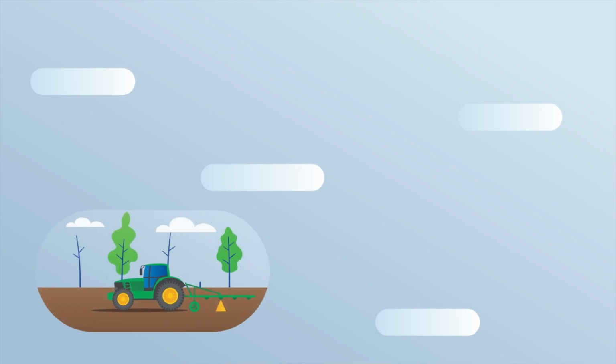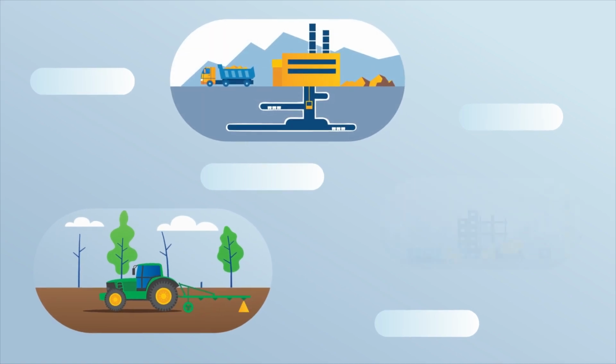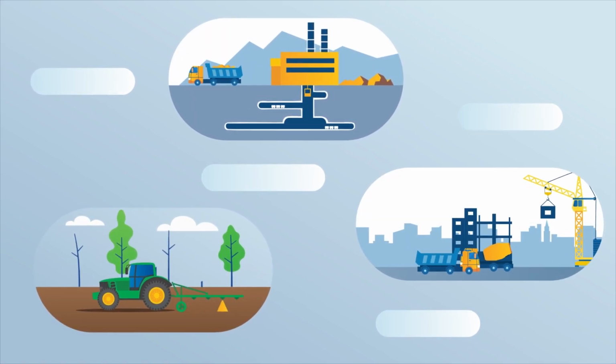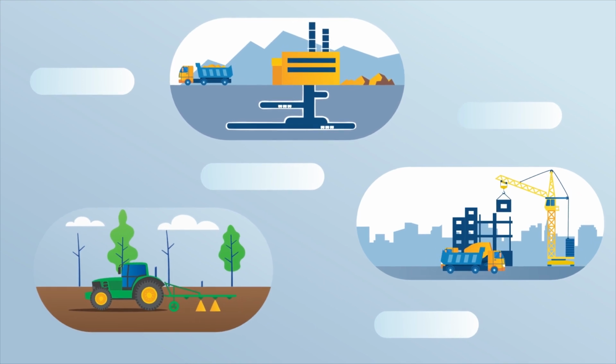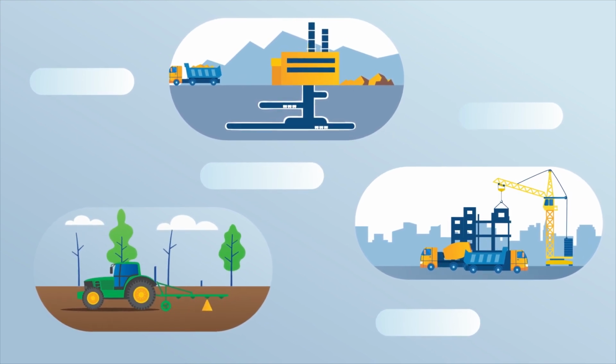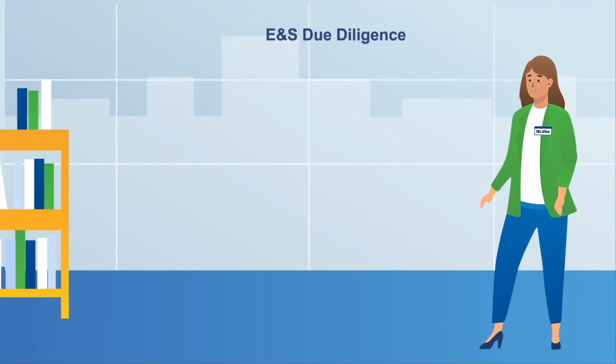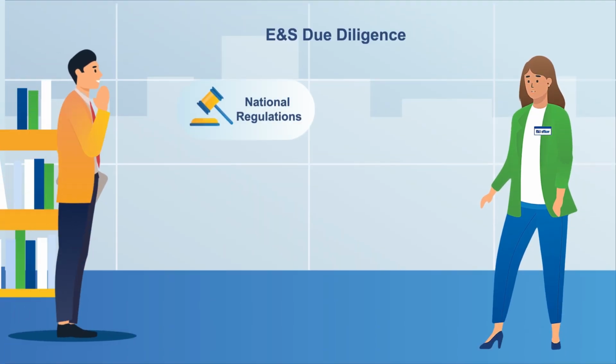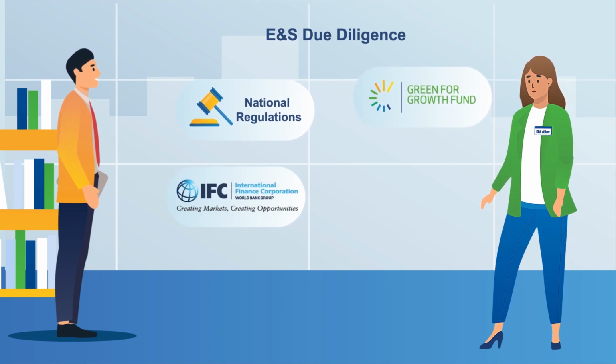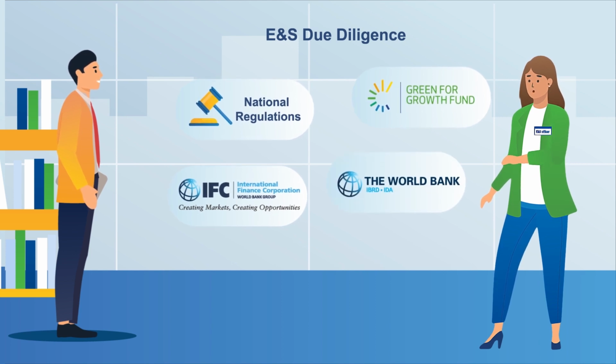For clients or projects categorized as medium or high E&S risk, the E&S officer should identify E&S standards and guidelines against which the client or project will be assessed. For example, national regulations, GGF's E&S requirements, the IFC performance standards, and the World Bank's environmental, health and safety guidelines.